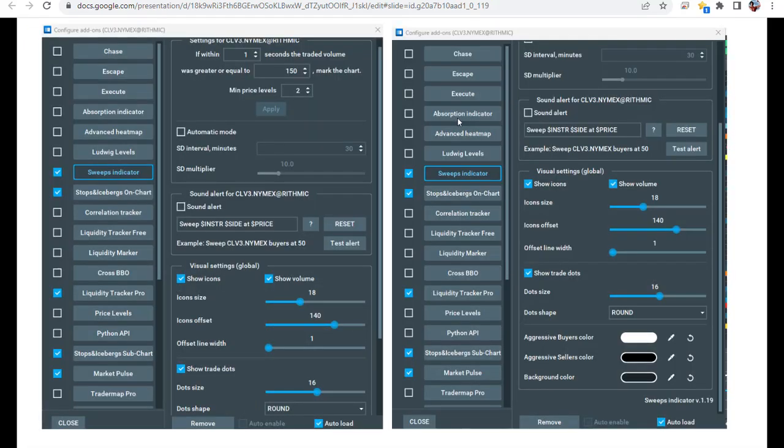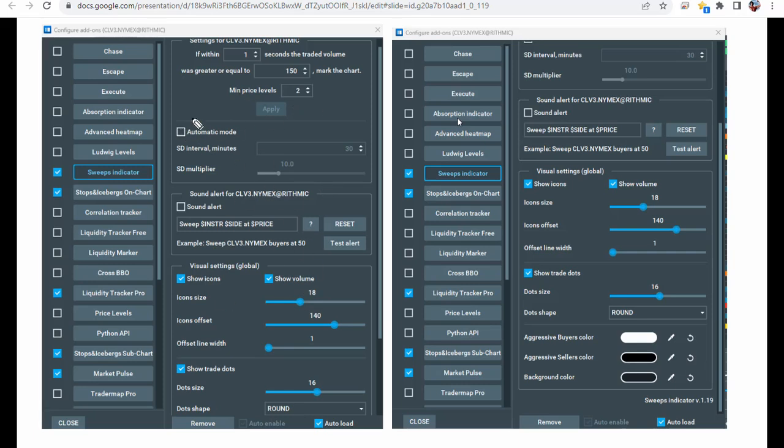So these are my settings for the sweep. I like to use the exact thresholds I use for stop runs for my sweeps. So for CL, the stop run threshold is 150, so I put 150, and you'll see why I do that, to help me mark the stop run zones more accurately. This stuff's all default. You can mess around with this all you want, and if you want round or circle or squares or whatever, but this is all basically threshold.